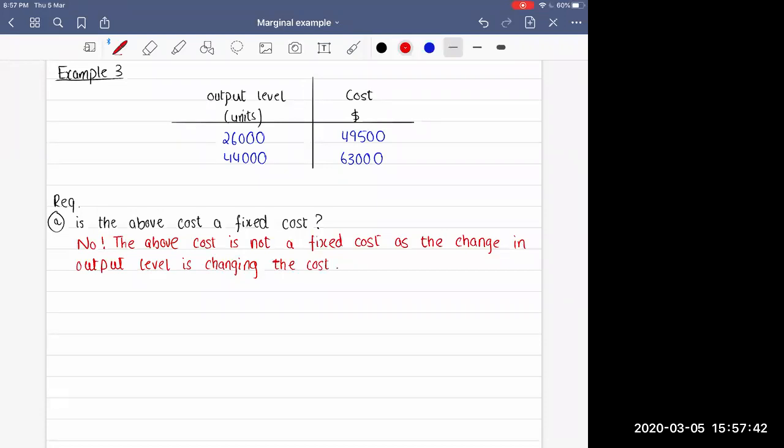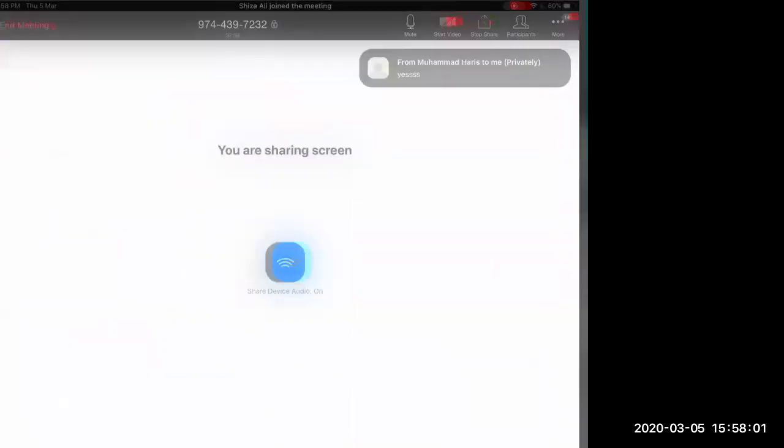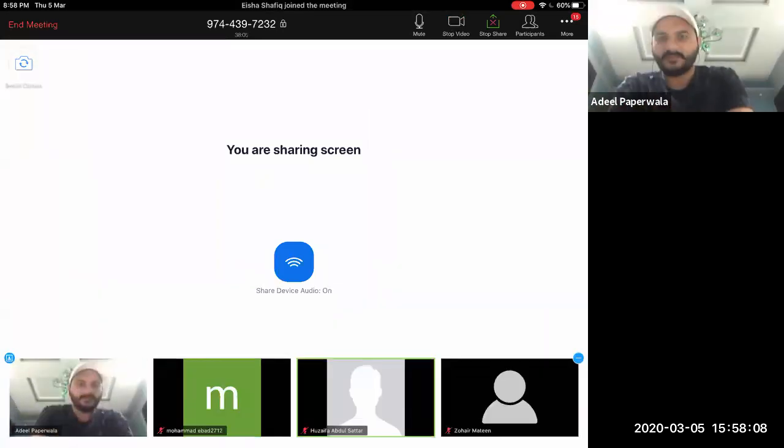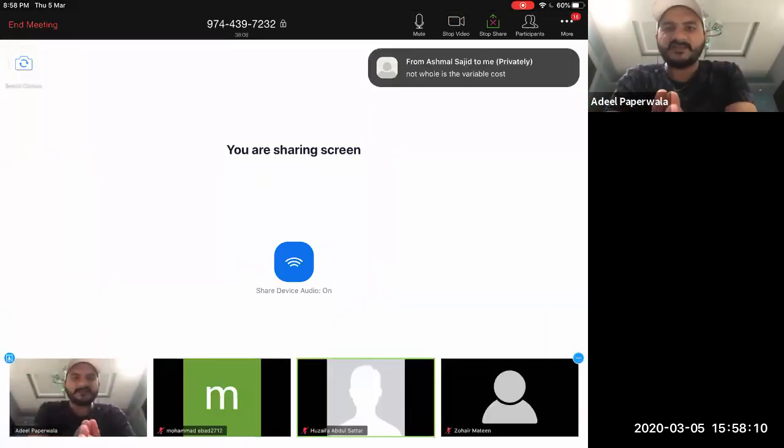Requirement number B. Is the above cost a variable cost? Guys, what do you think? Ke jo upar hume cost di hui hai, is it a variable cost? Do you think, guys, the above cost is a variable cost?